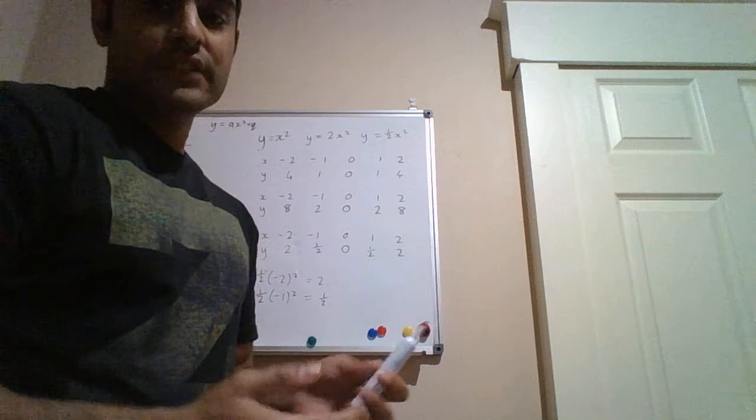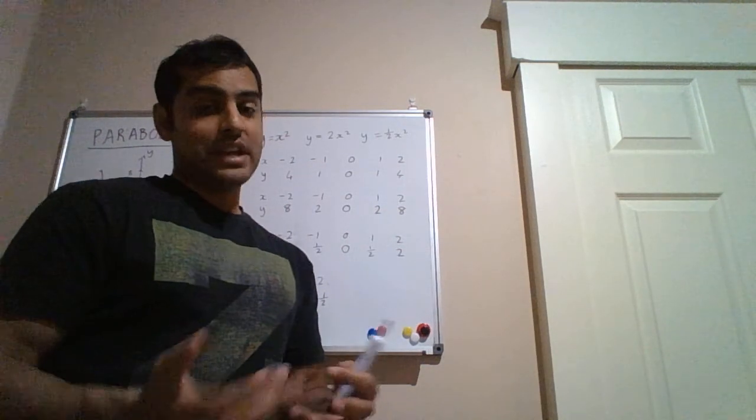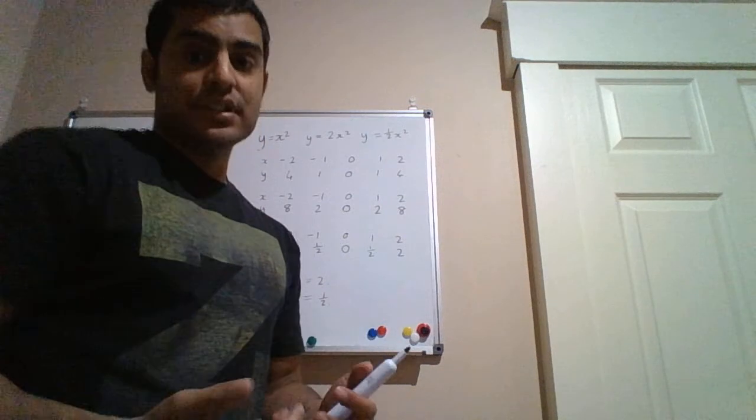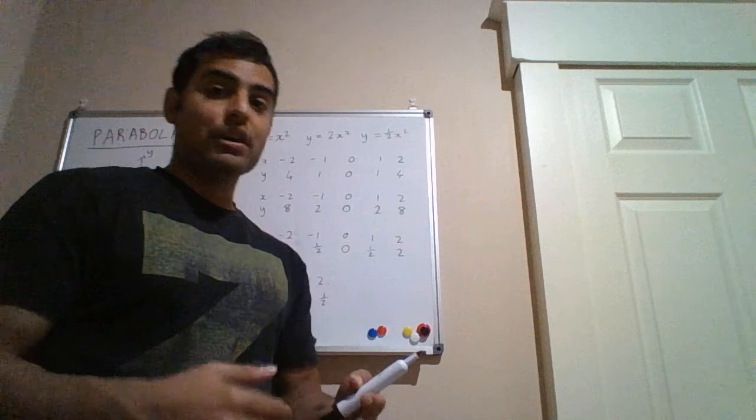So these two videos explain what happens with the parameters a and q, and in the next video we're just going to talk about putting them all together when we change both a and q.